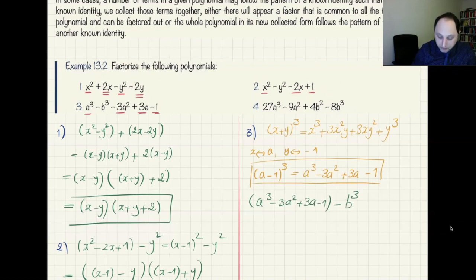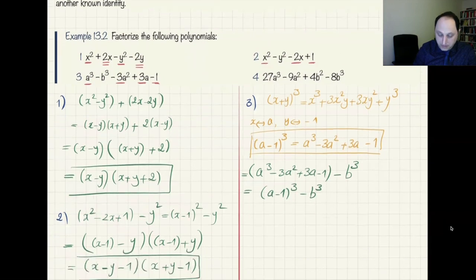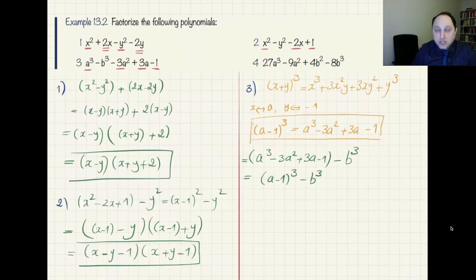But then I can collect this, and I write it as a minus 1 to the power of 3 minus b to the 3. And if you see, this is now the difference of cubes. I have talked about the difference and sum of cubes, complete cubes, a lot in the previous videos, so I can use that identity. But if you don't mind, let me remind you of that identity here once more.